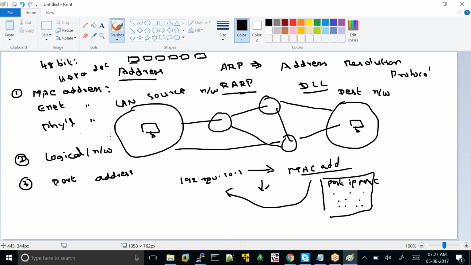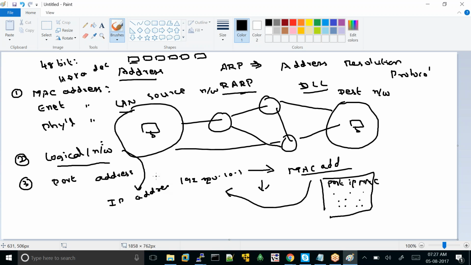So here, the second type of address. A computer within a local area network can be identified with the MAC address. If it is the internet, there are multiple networks. How can a network be identified? A network can be identified using a logical address, otherwise called the network address. For this purpose, we are going to make use of the IP addressing concept.